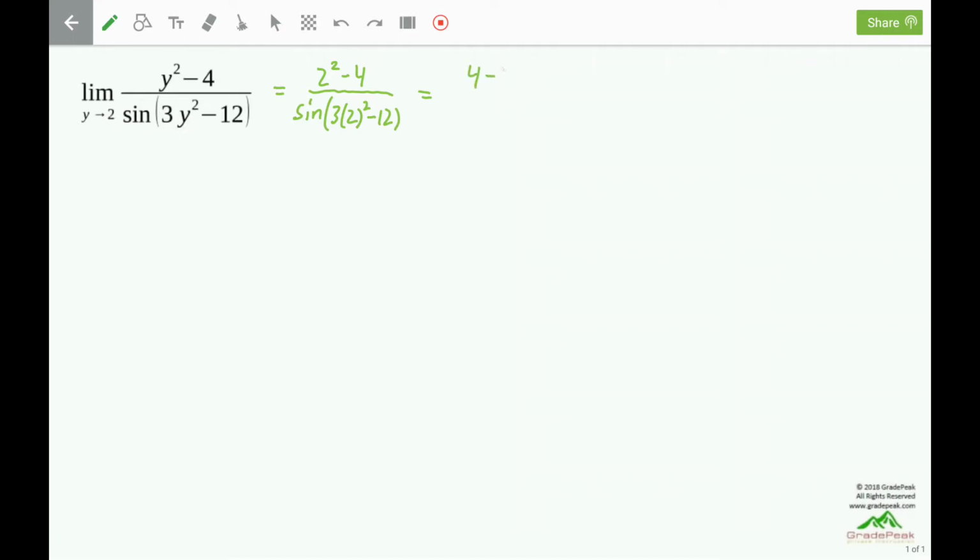In the numerator, 2 squared is a 4 minus a 4. Over, in the denominator, we have the sine of 2 squared, which is 4, times 3, which is 12, minus 12. 4 minus 4 is a 0, over the sine of 12 minus 12, which is a 0. So we have 0 over the sine of 0, which is the 0 over 0 indeterminate form due to a power function and a trig function.